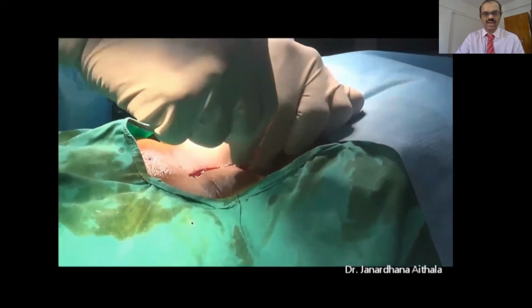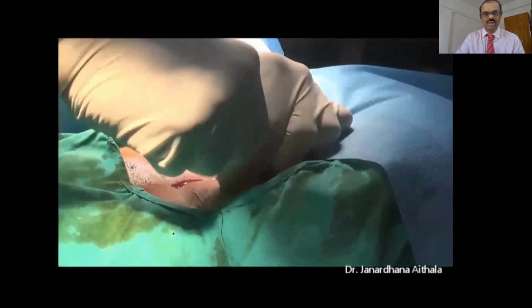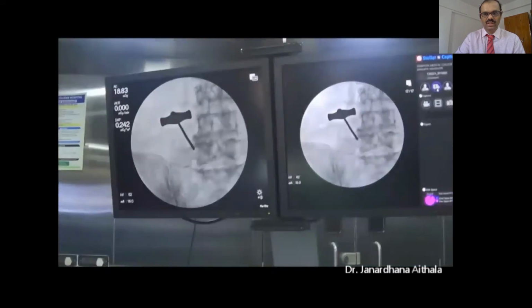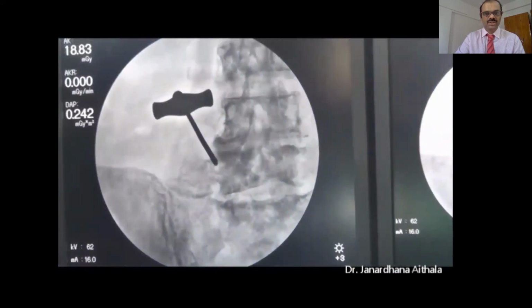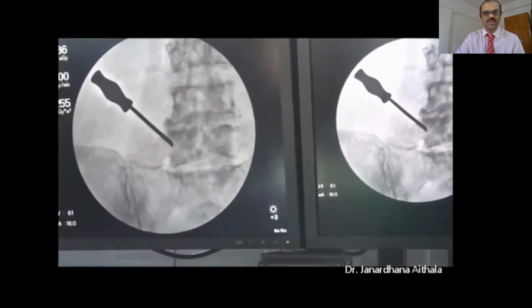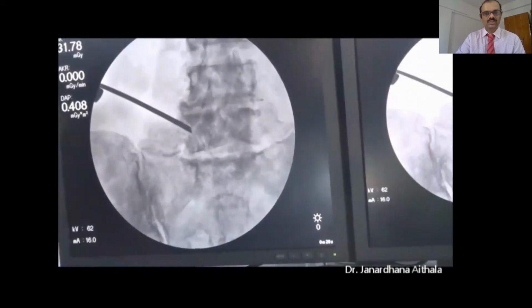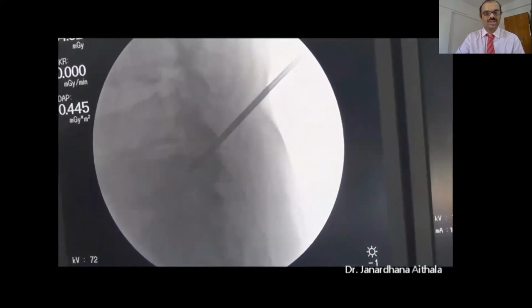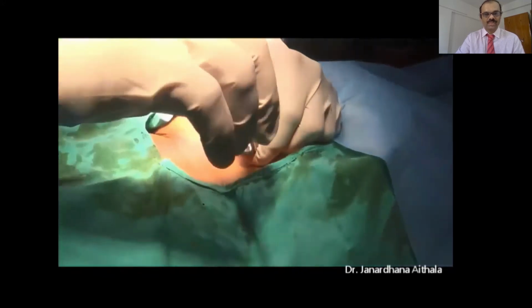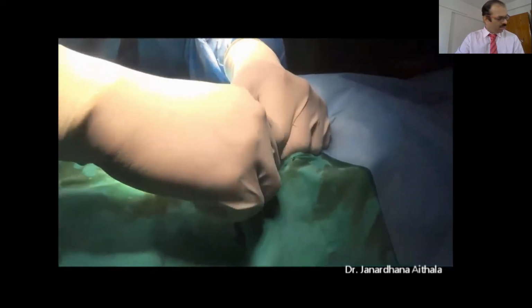Now, with a gyrating movement, we advance into the vertebral body in the direction of the pedicle. And you can see that this is now station 2, which is still within the oval shadow. At station 2, it is almost touching the posterior border of the vertebral body. So now we advance again a little bit.